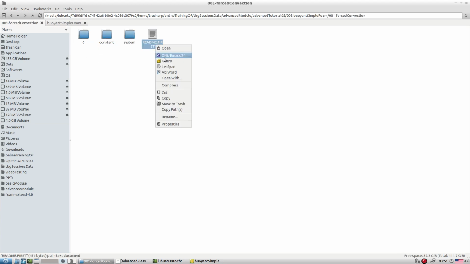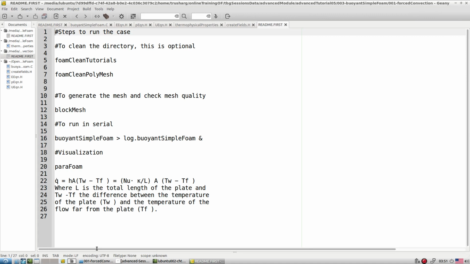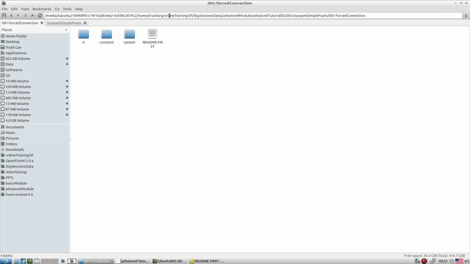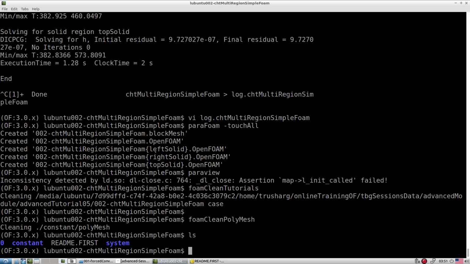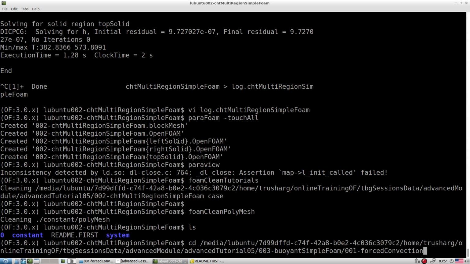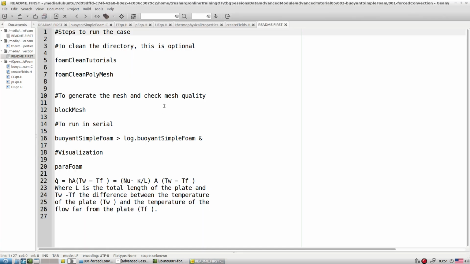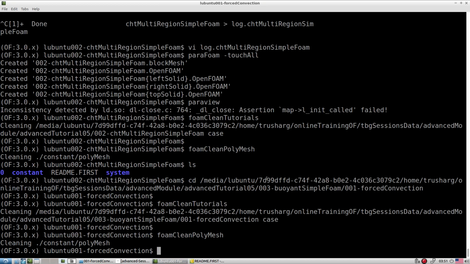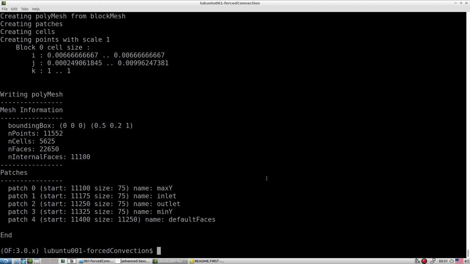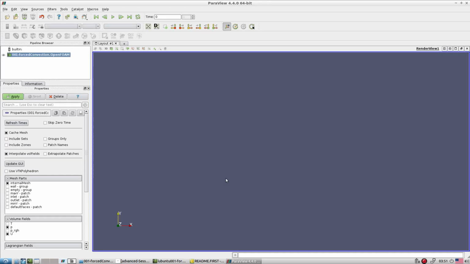Let's look at the file, so for that, let's go to the area. The test case is very simple to simulate because it's flow over a flat plate only, with constant heat flux, constant temperature conditions. Block mesh. Let's check how the mesh exactly looks.